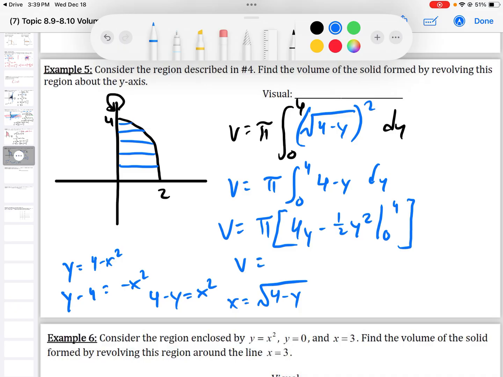Plugging in the 4. I would plug in 0, but if I plug in 0, it's just going to be 0 minus 0. So I don't forget to do that though. This would be 16 minus 1/2 of 16. So this one would be 8 pi.